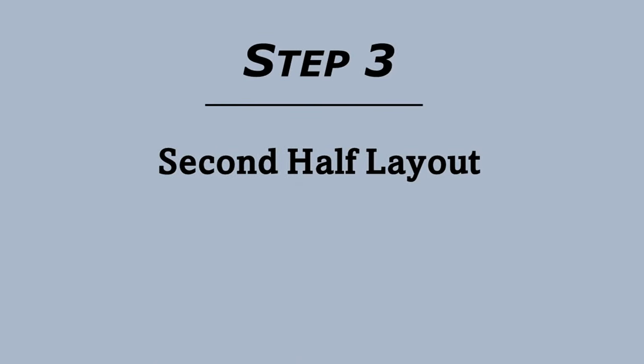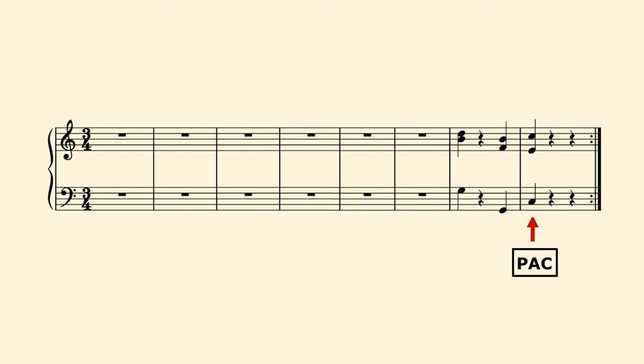Step 3, second half layout. The second half of a minuet will always end with a perfect authentic cadence on the last bar. The question is whether there will be an extra half cadence midway or not. In the next section, we'll compose 2 second halves, with and without half cadence in the middle.